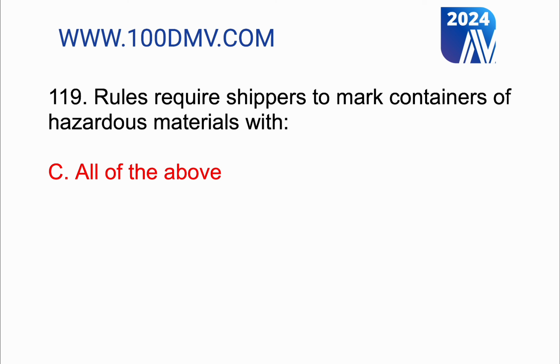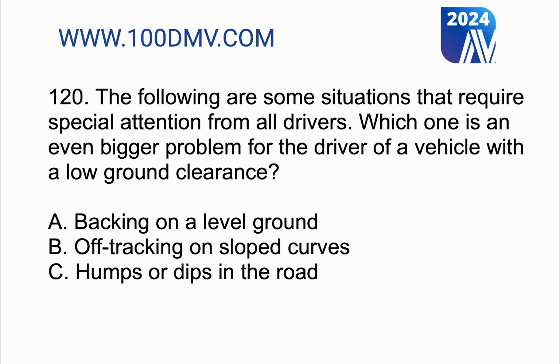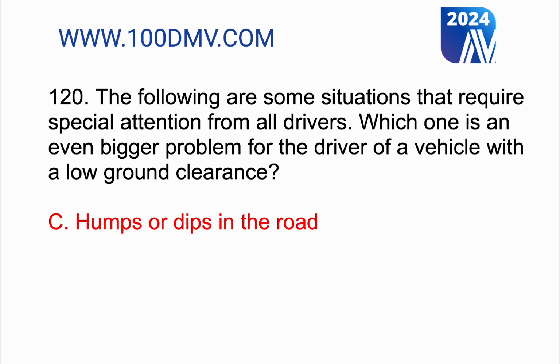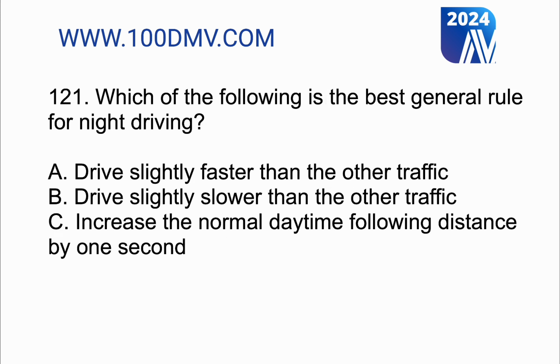All of the above. 120. The following are some situations that require special attention from all drivers. Which one is an even bigger problem for the driver of a vehicle with a low ground clearance? A. Backing on a level ground. B. Off tracking on sloped curves. C. Humps or dips in the road. The correct answer is C. Humps or dips in the road.